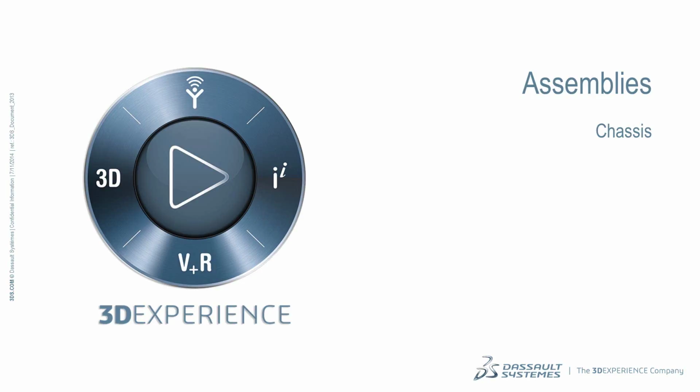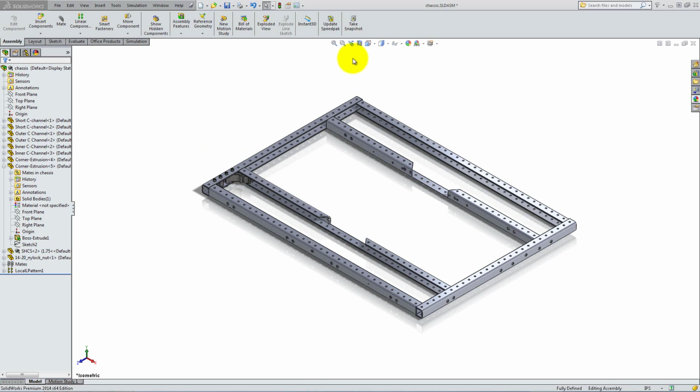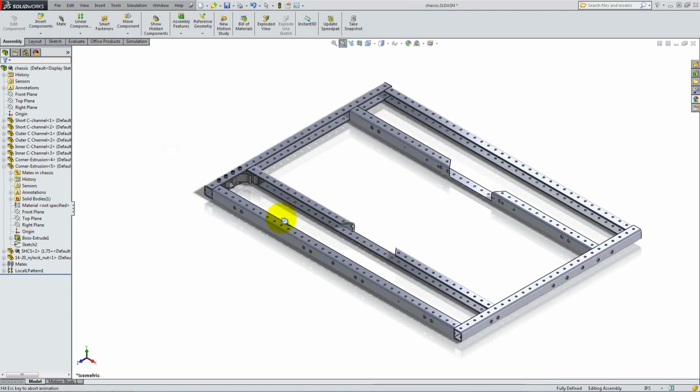In this video, we will complete the chassis started in the previous lesson. To do so, we need to add the four wheel mounts and to complete the hardware. First, zoom in on the area of interest.